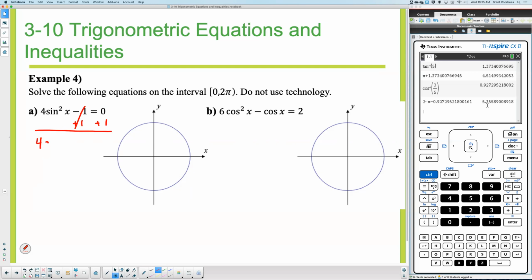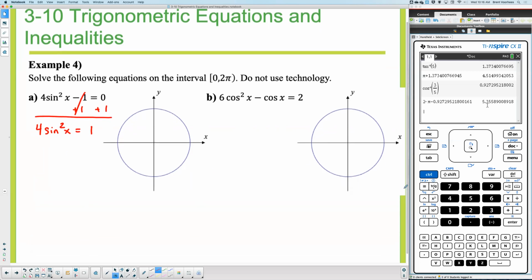So we have 4 sine squared x equals 1. What would you do second? Divide by 4. So sine squared x equals 1/4. Now I haven't quite isolated the sine yet, so I'm not going to pick up just yet. What would happen next? We would square root.